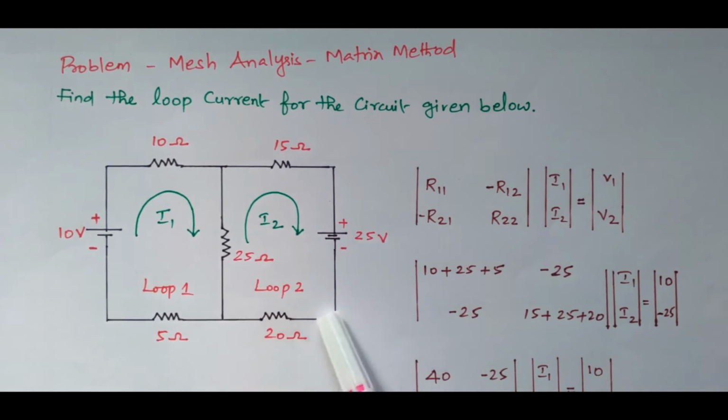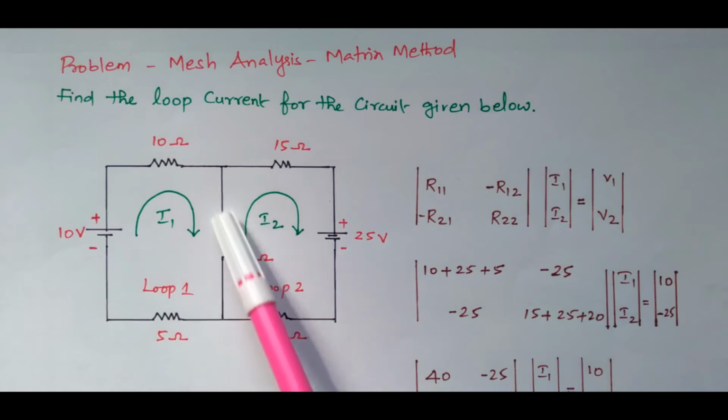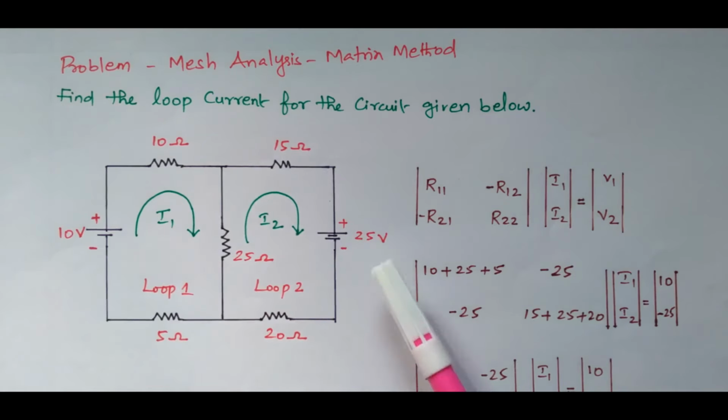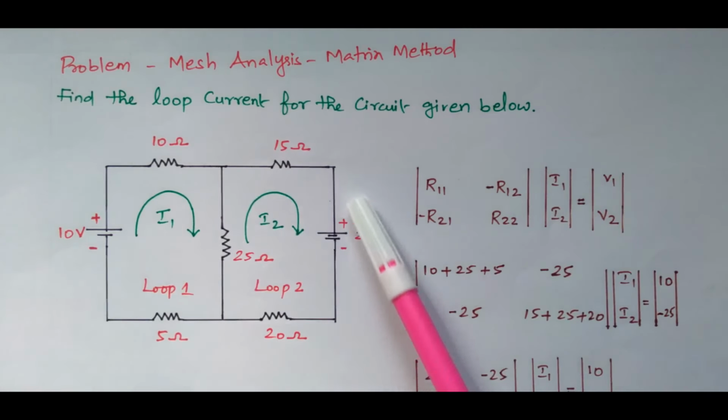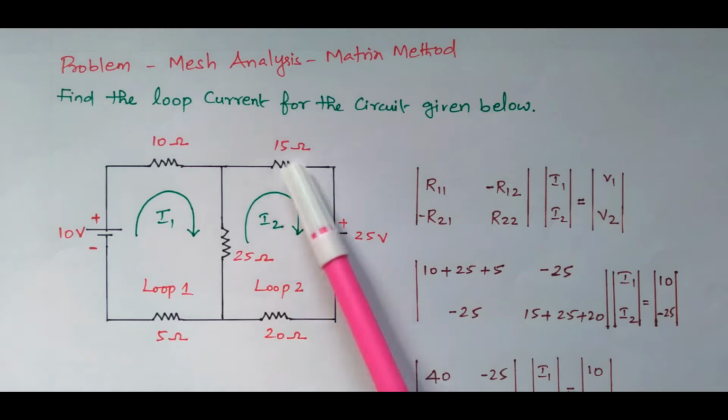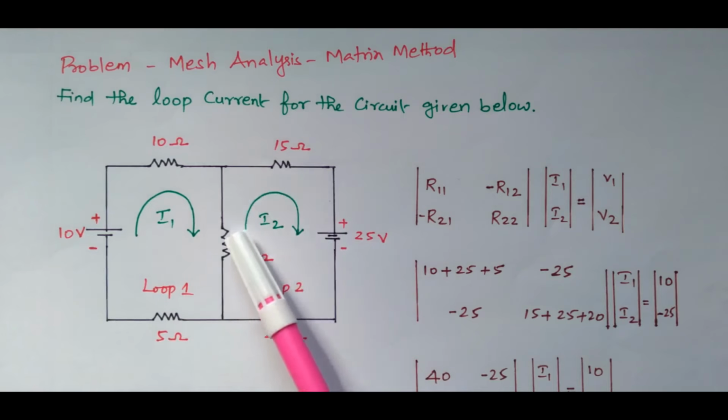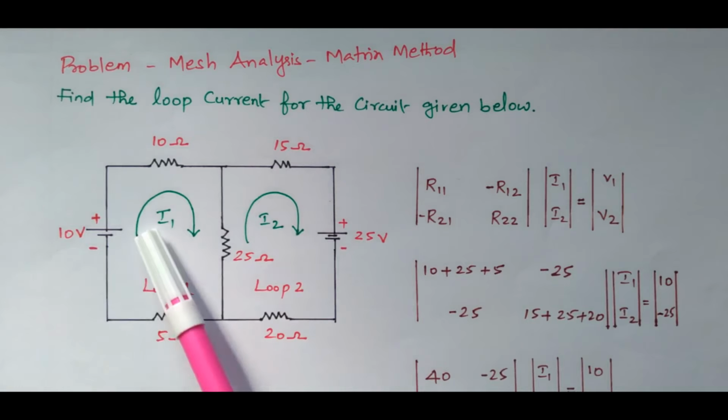This is another loop, loop 2. We can consider this as the second loop. It has the 25 ohm, 25 volt, 15 ohm, 25 ohm and 20 ohm. These 4 are considered as the second loop. The current flowing through the second loop is I2, that also flowing in a clockwise direction, right? So we have 2 loops, loop 1 and loop 2. Current flowing through loop 1 is I1, current flowing through loop 2 is I2. Both are clockwise direction. Now we can frame the matrix.